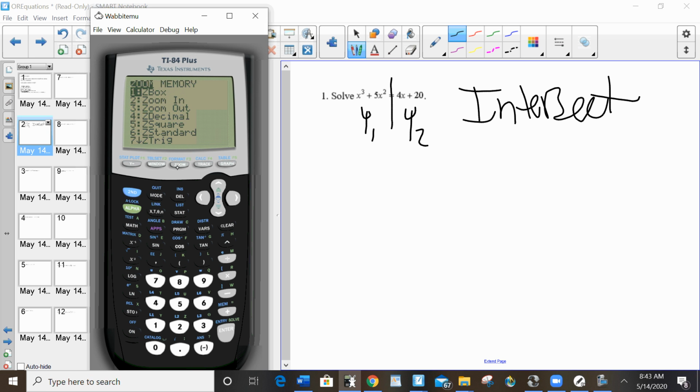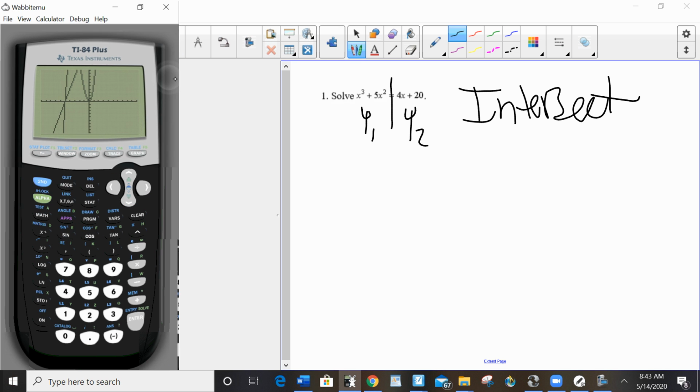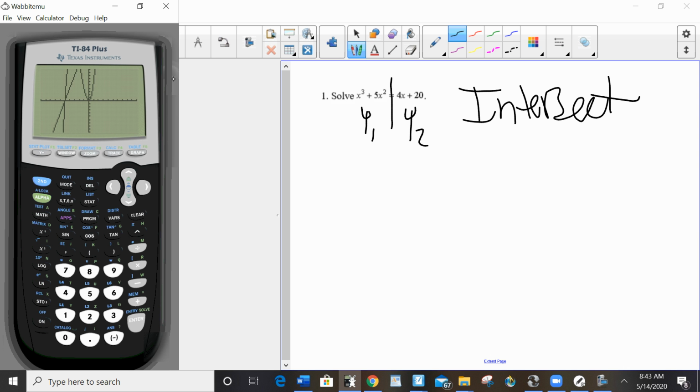Now, I always like to start with zoom 6. Do I see everything that I want to see? Again, I'm looking for the intersection. No, I can't write on this, but I see this right here. Up top, it looks like I need something up top. I don't see it, so I need to adjust my window.